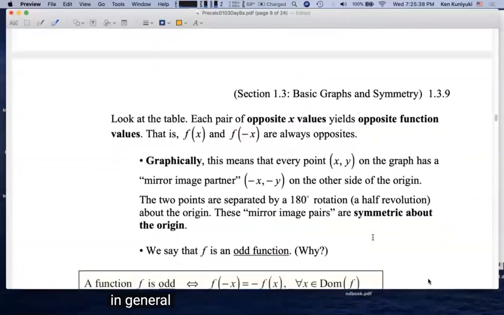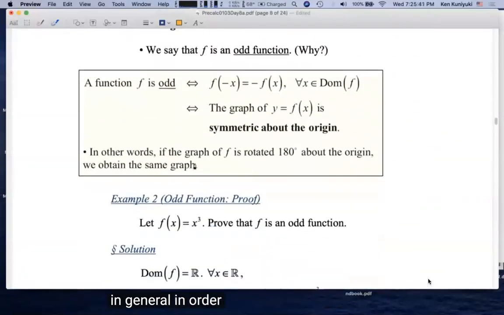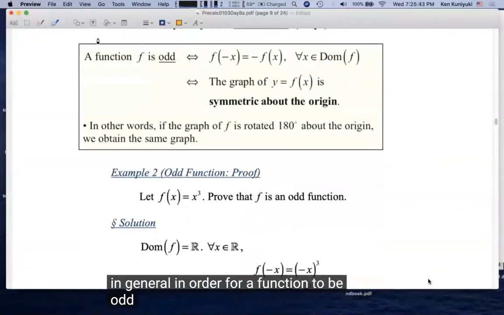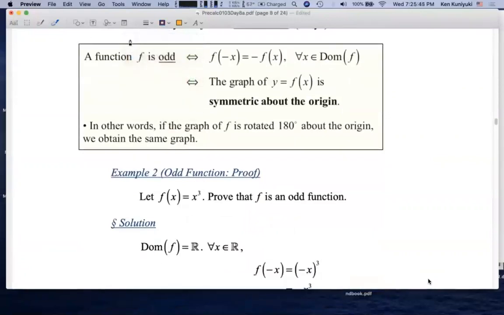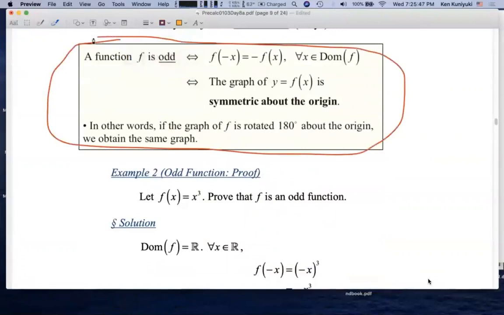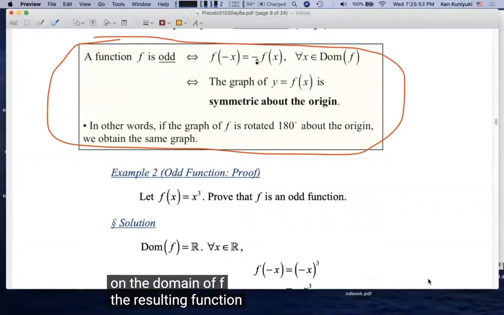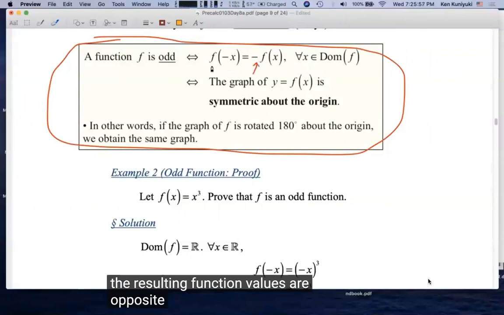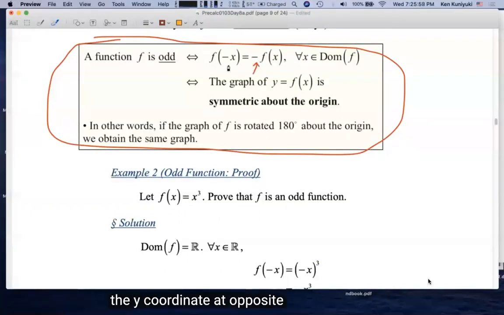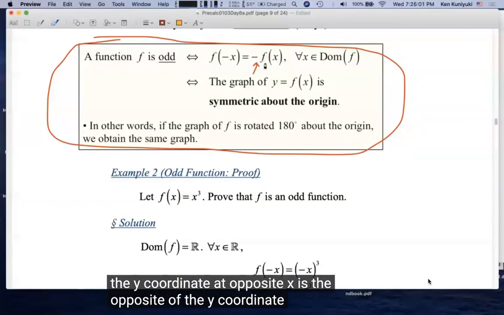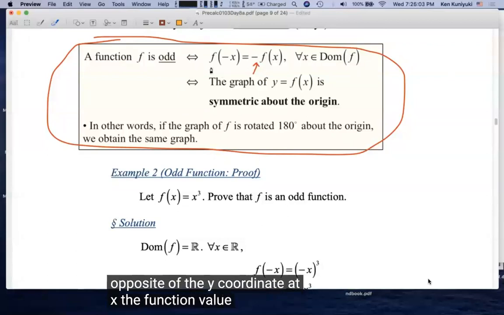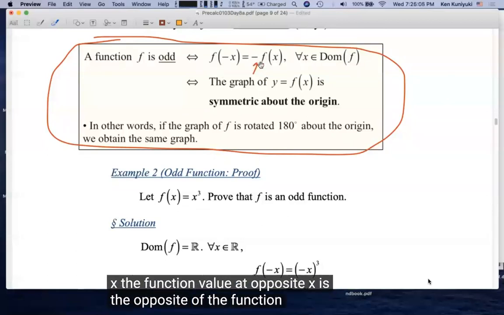In general, in order for a function to be odd, whenever you input opposing values of x on the domain of f, the resulting function values are opposite. The y-coordinate at opposite x is the opposite of the y-coordinate at x. The function value at opposite x is the opposite of the function value at x.